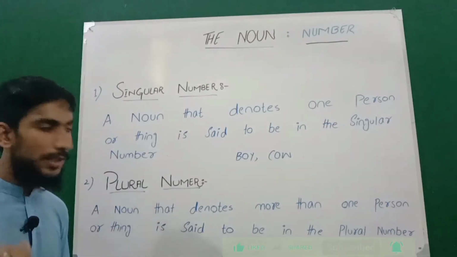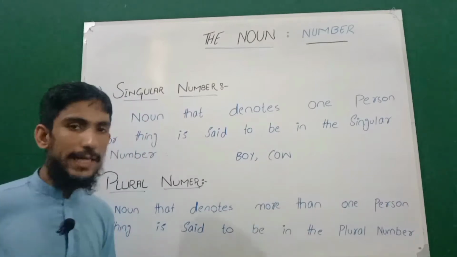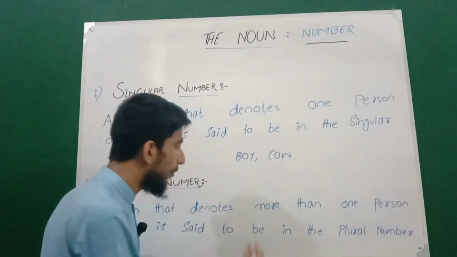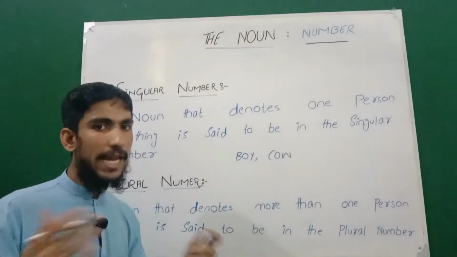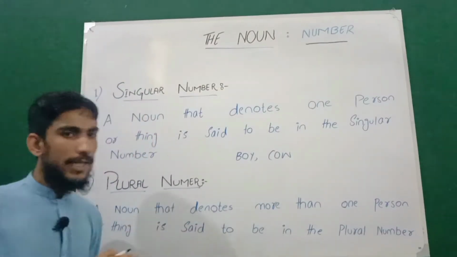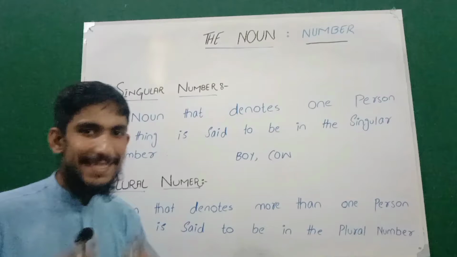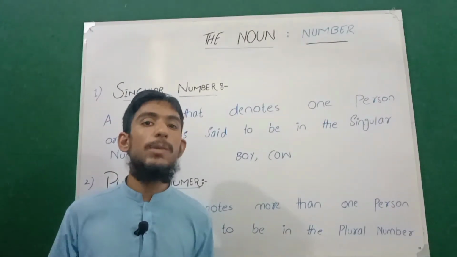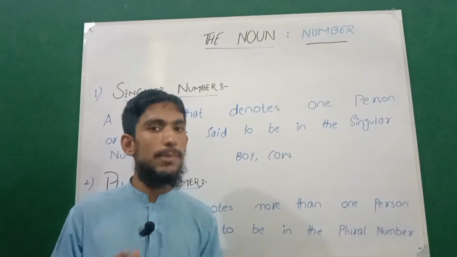Now what is plural number? A noun that denotes more than one person or thing is said to be in the plural number. For example, boys, cows, tables. So a noun that denotes one person or thing is in the singular number, while a noun that denotes more than one person or thing is in the plural number.